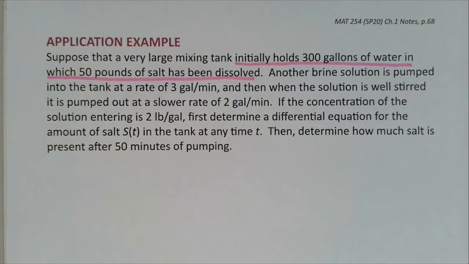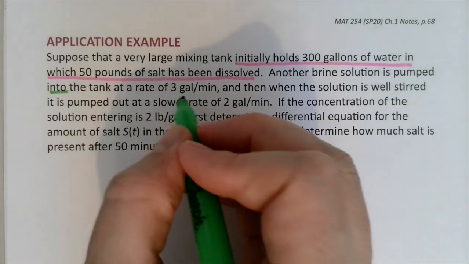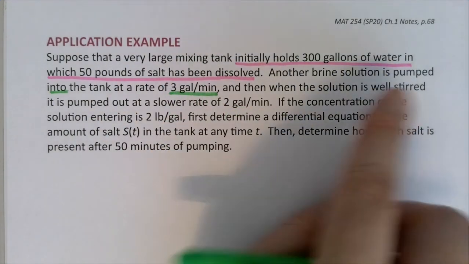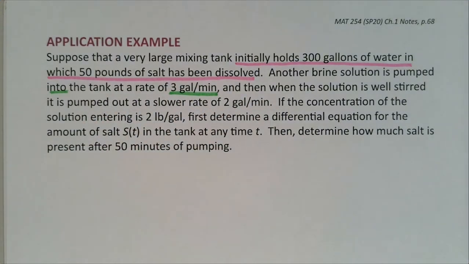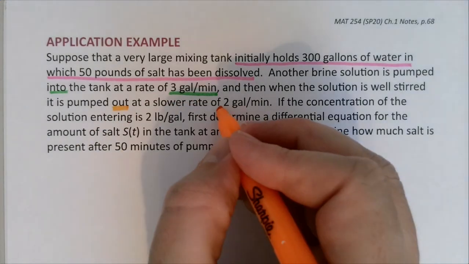Another brine solution is pumped into the tank. So there's an input that we're talking about here. So pumping into the tank at a rate of 3 gallons per minute. And then when the solution is well stirred, it's pumped out at a slower rate of 2 gallons per minute. So I'm going to highlight that, give it a different color. So this is going out at a rate of 2 gallons per minute.